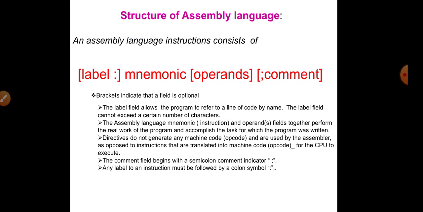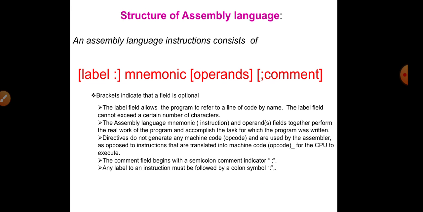Coming to the structure of assembly level language, an assembly language program, among other things, consists of a series of lines. An assembly language instruction consists of a first field, the label field, followed by the mnemonic, then the operand field, and then the comment field. Whatever is written within brackets indicates that the field is optional, and the brackets should not be typed.